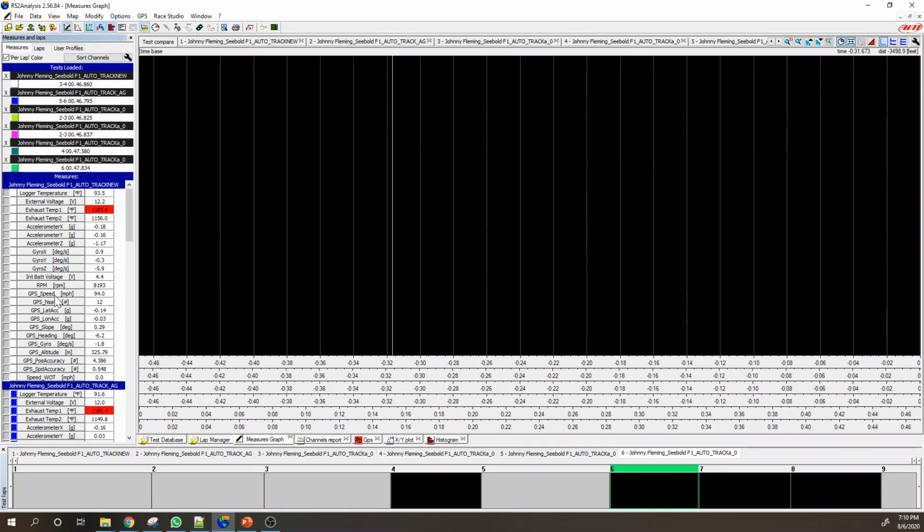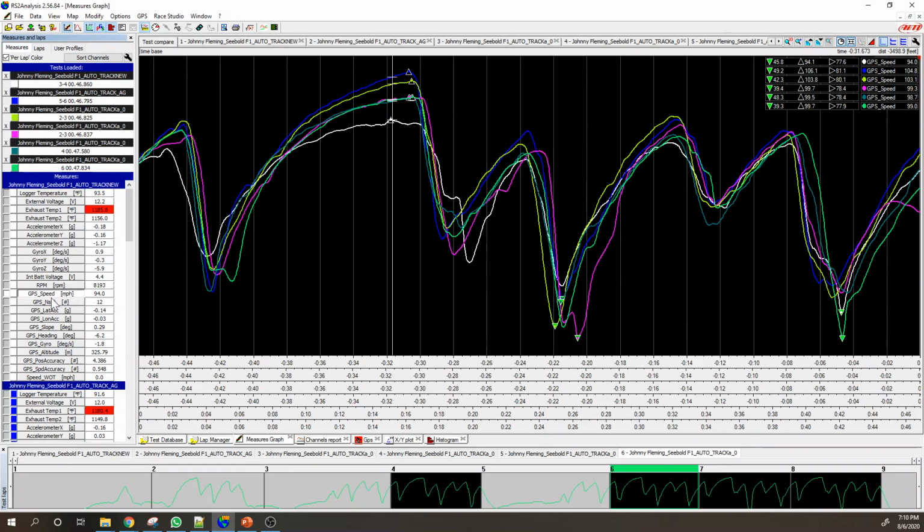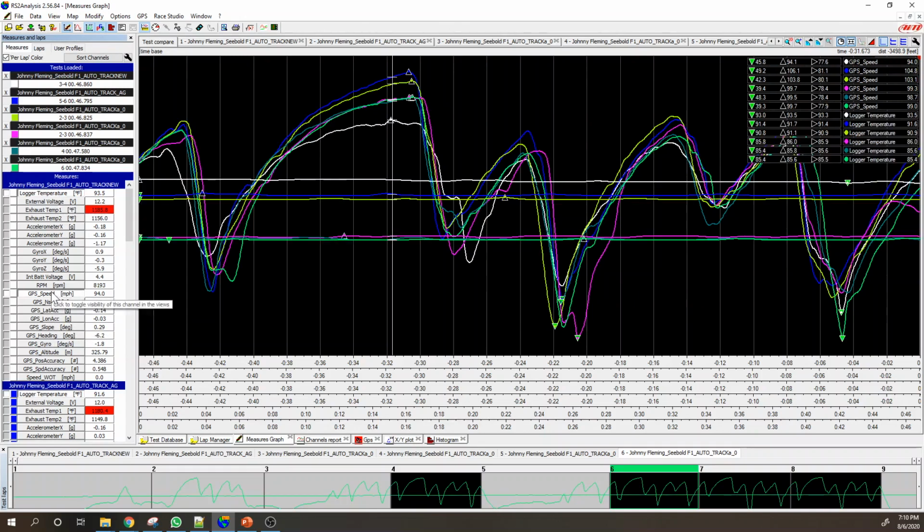EGT wise, actually before we move to EGT, you can look at the temperature of the logger, which isn't exactly air intake temperature, but the good thing to know is your fastest lap and your fastest speed isn't with the coolest temperature. So it was actually 106 degrees Fahrenheit inside the cockpit at that time. So it was getting hotter later in the day.